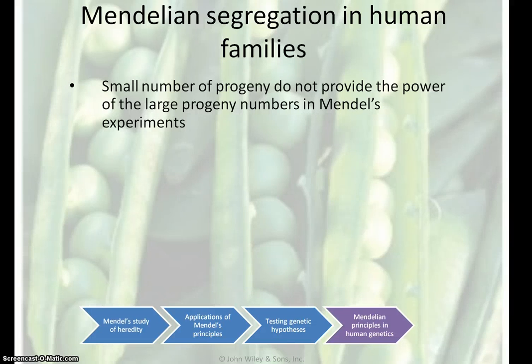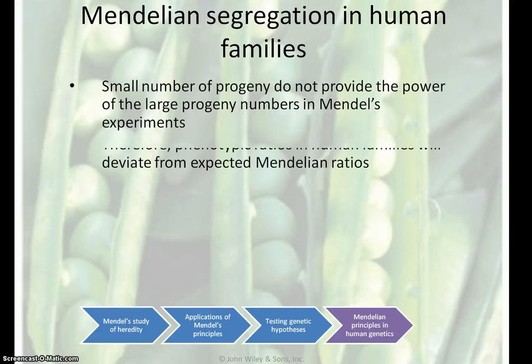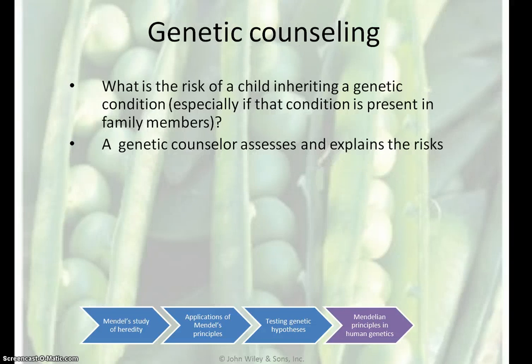All right, so let's look at some other Mendelian segregation in human families. Because humans have a small number of offspring, we do not have the power of the large number of offspring, those numbers that Mendel had. So the phenotypic ratios that we see in these human families are really going to deviate from what we expect in the Mendelian ratios, and that is simply because of numbers. This is a good illustration of why it's really important, when anyone is doing any kind of experiment, to keep doing the experiment over and over and have a lot of experimental subjects so that we get a lot of data, a lot of numbers.